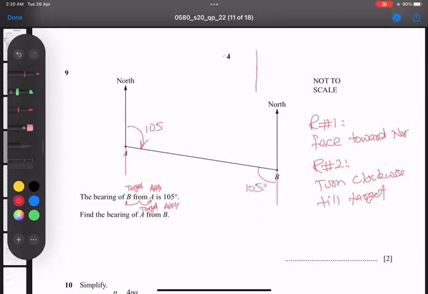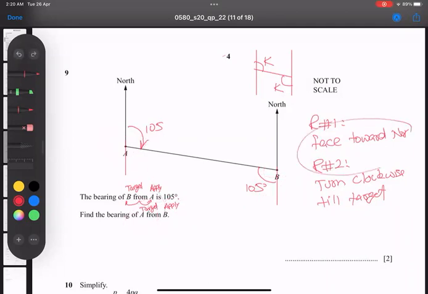The reason is that when two lines are parallel to each other and a line cuts across them, this angle, if K, automatically makes this angle K. They are equal to each other. Now he's asking for the bearing of A from B. So we apply the rules at B, correct? And the target is A.